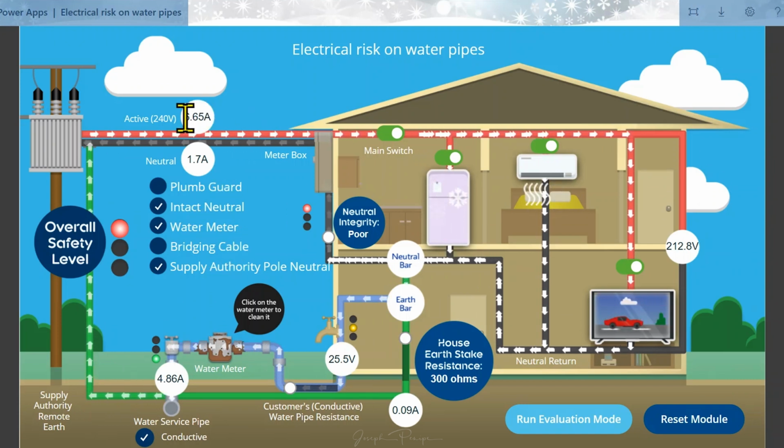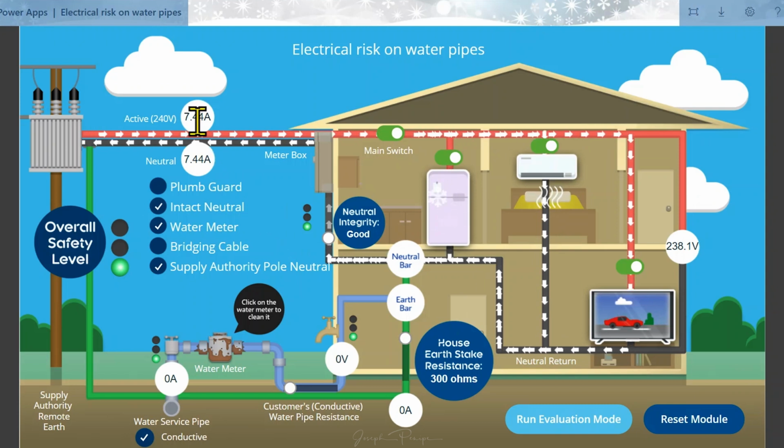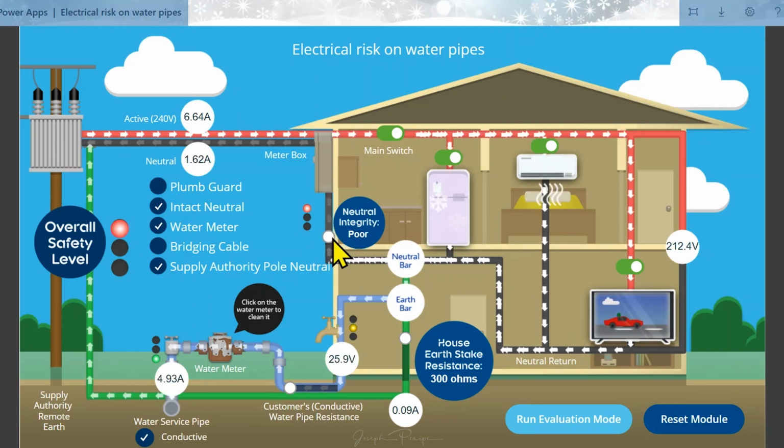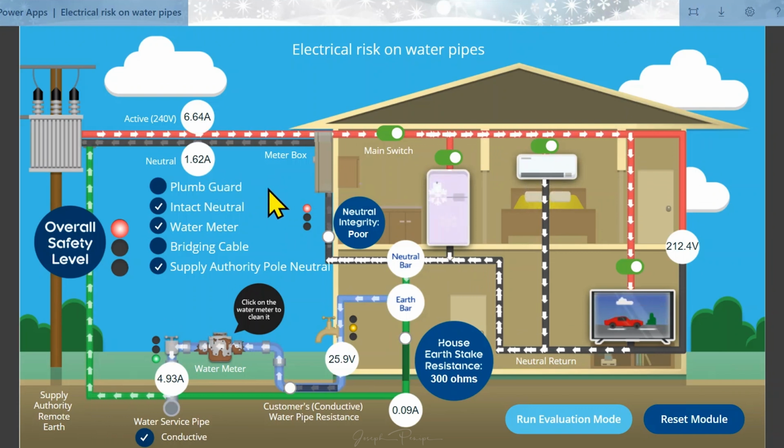I'd like to draw your attention to the number of amps that are measured on the active wire. When the wiring in the property is good, the amount of current measured on the active wire will be the same as that measured on the neutral wire. Whereas in a fault scenario, because there are fewer electrons returning back to the transformer via the neutral conductor, the current measured across that is correspondingly low.